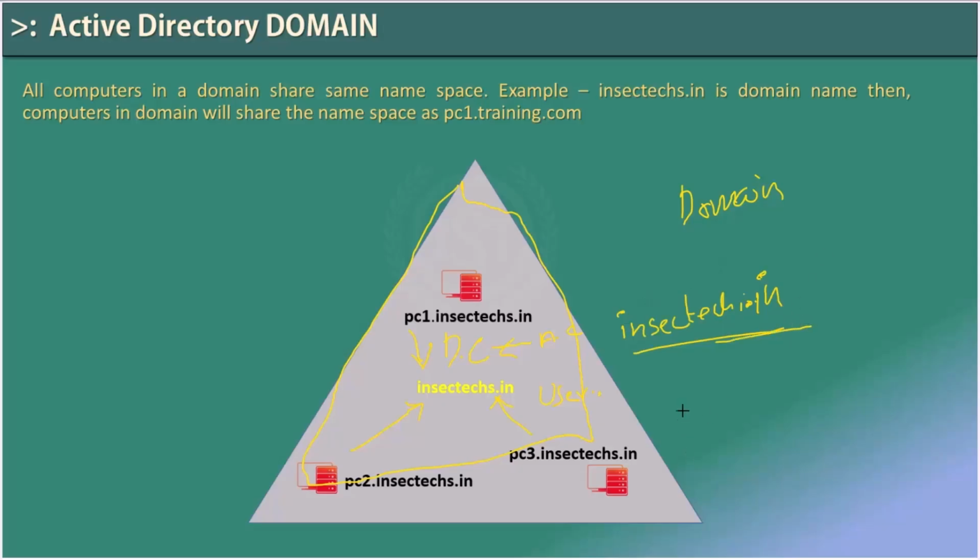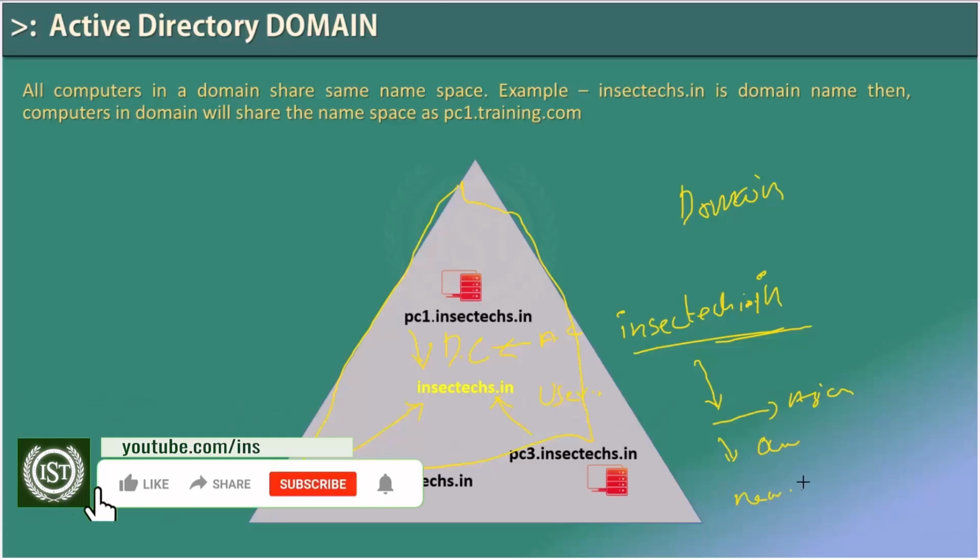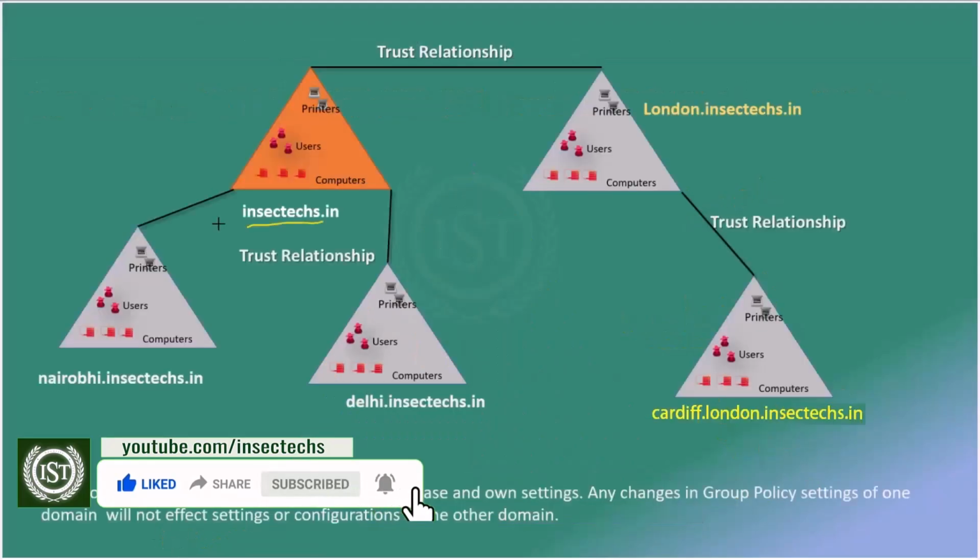Now I'm expanding my company or my organization. I am expanding to different locations around the globe, okay? I'm expanding to Asia, I'm expanding to Africa. If not, I'm expanding in my own country like India. I'm expanding to New Delhi, I'm expanding to Hyderabad and Kolkata. Then I have to create another subdomain. So this is my company.